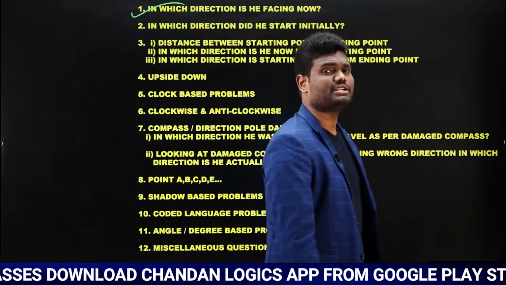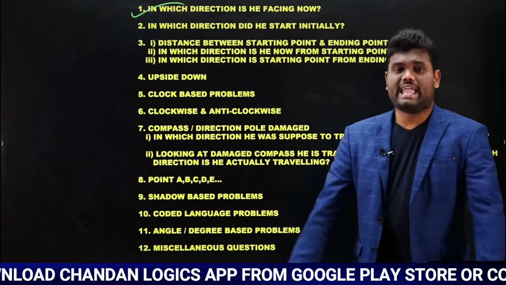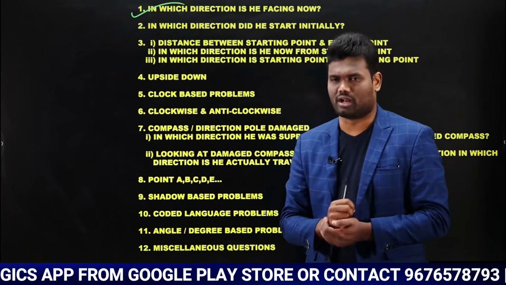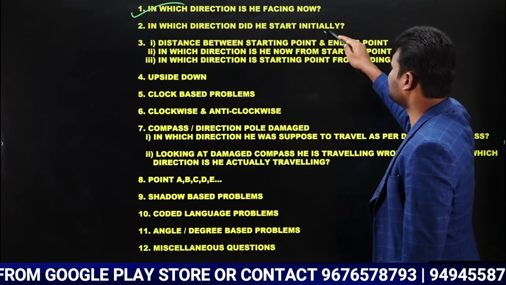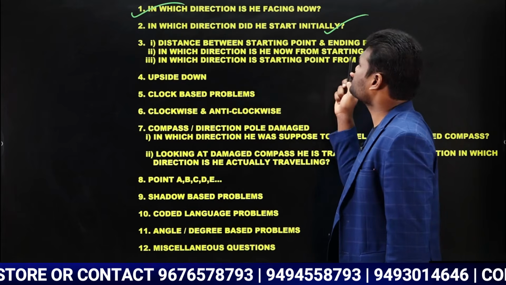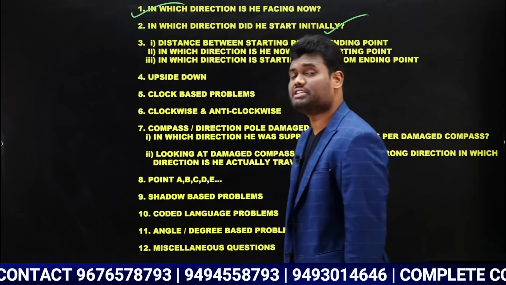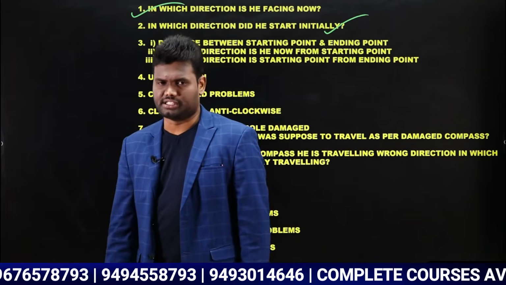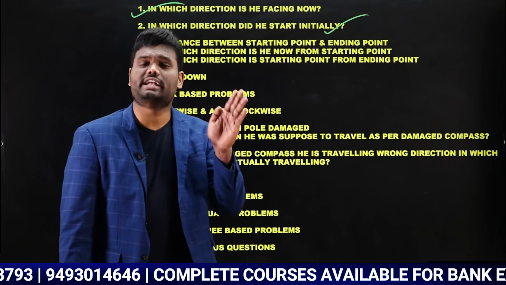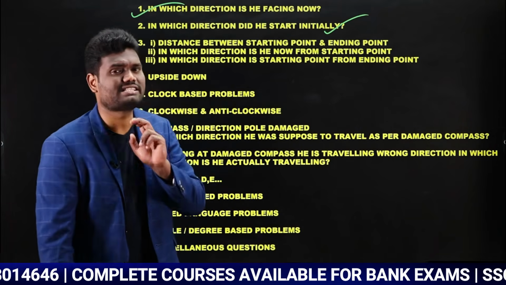Okay. Now the first model we are going to cover is: in which direction is he facing now? In examinations we get questions saying, in which direction is he facing? So this is our first model. Now the second model is: in which direction did he start initially? You are going to get questions in this way also. This is our second model.